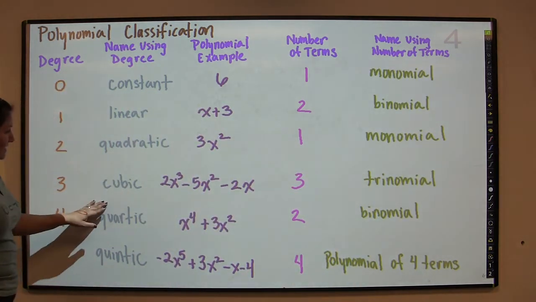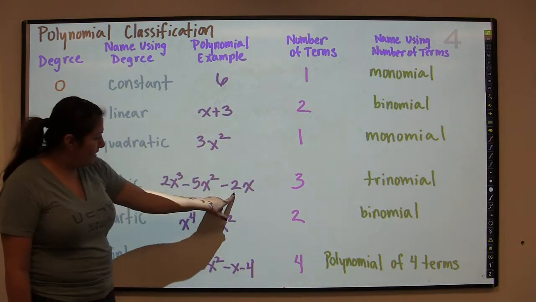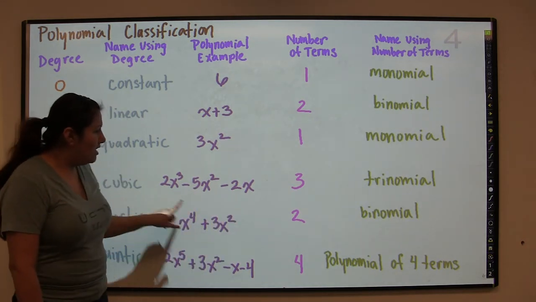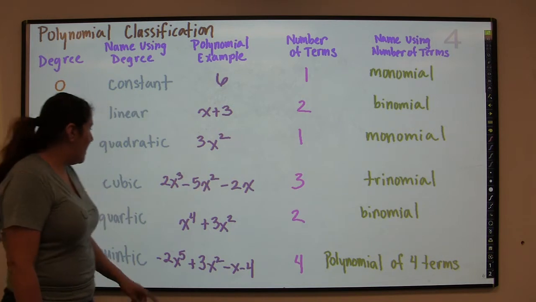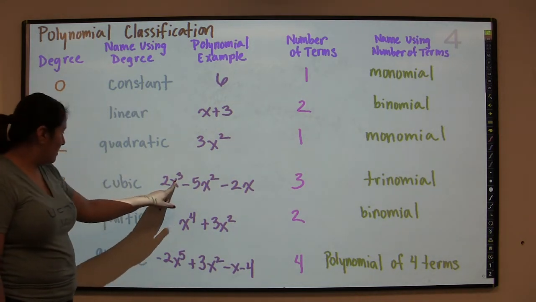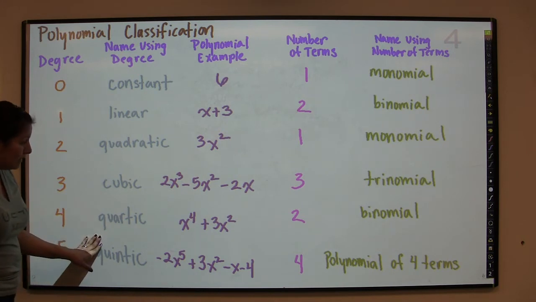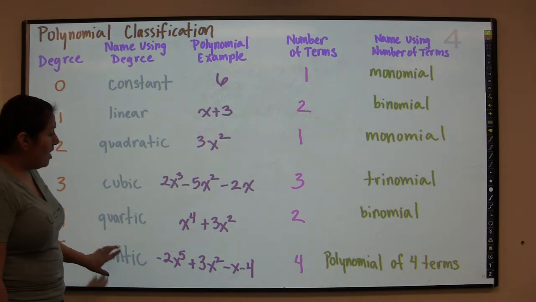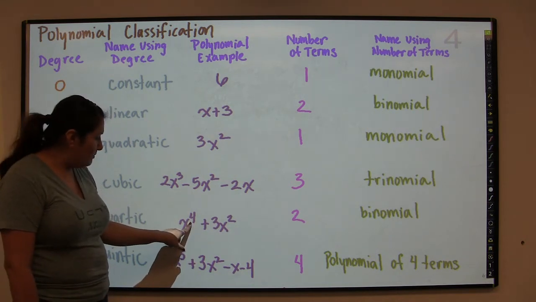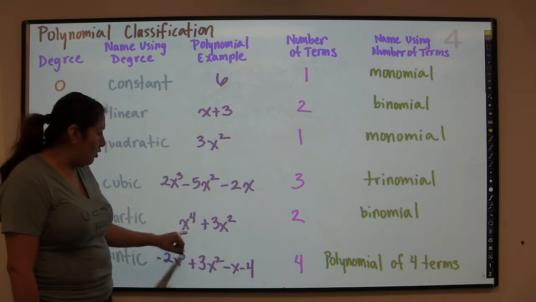And then we have this example here. We've got three terms. We've got 2x cubed, 5x squared, and 2x. So there's three terms there. So we have a trinomial, three terms. And it's cubic because the highest degree is 3. And then we have a quartic polynomial here. And it has only two terms. And 4 is the highest exponent. So it's a quartic binomial.